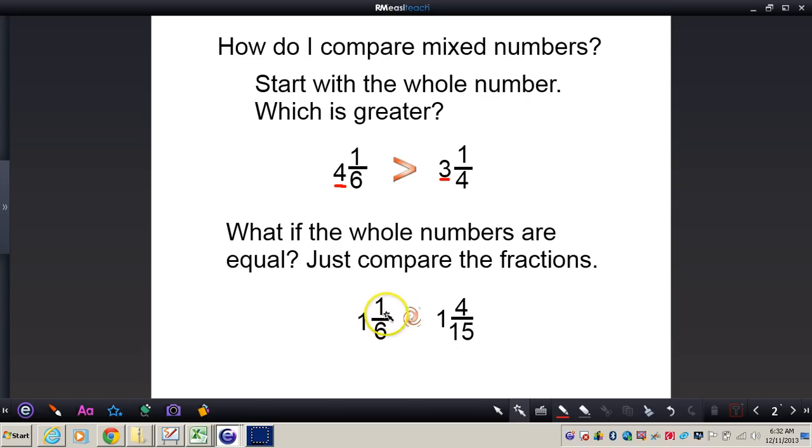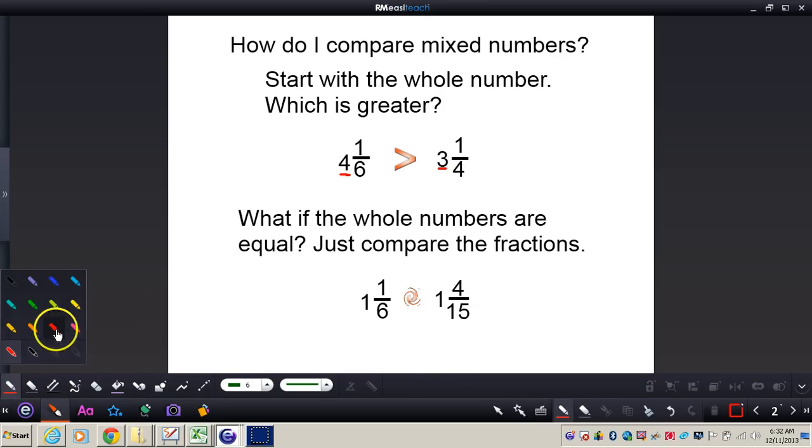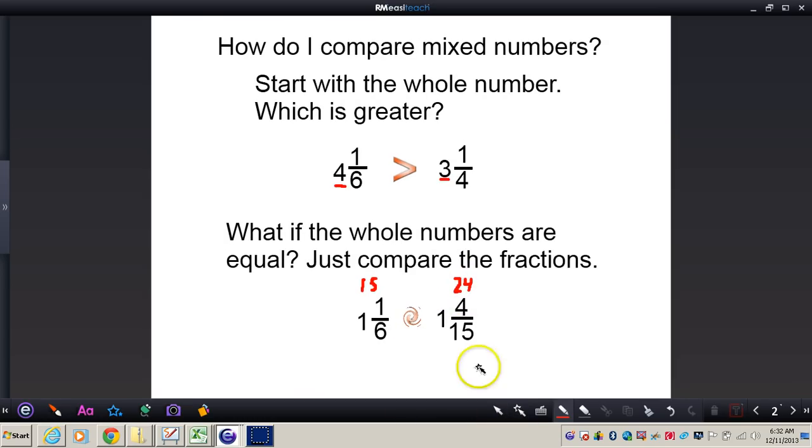Now if the whole numbers are equal, what we would do then is just compare the fractions. So you can see I have 1 and 1/6, 1 and 4/15. I can see that my whole numbers are equal. Since the whole numbers are equal, we can even do that superhero crisscross. 1 times 15 will give me 15. We can cross multiply. 6 times 4 gives me 24. So the fraction with the greater number on top will be the greater fraction. I can see that 1 and 1/6 is less than 1 and 4/15.